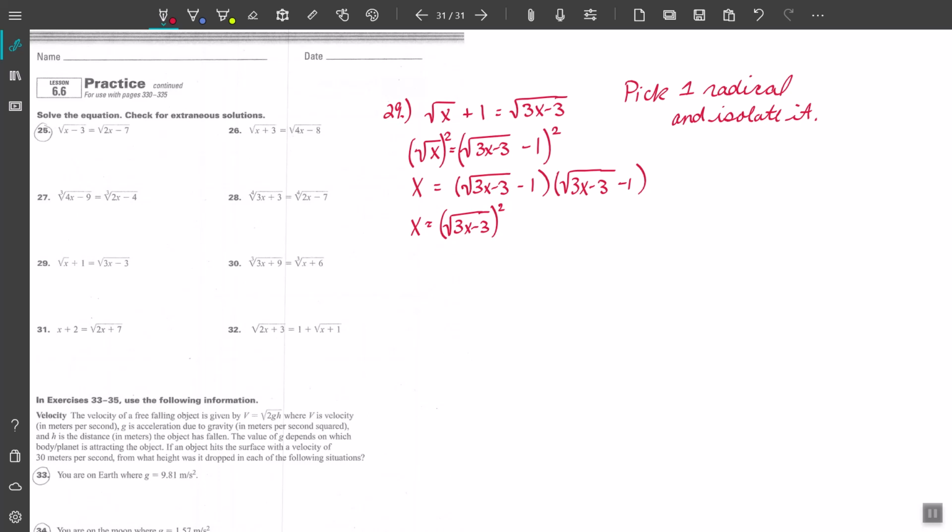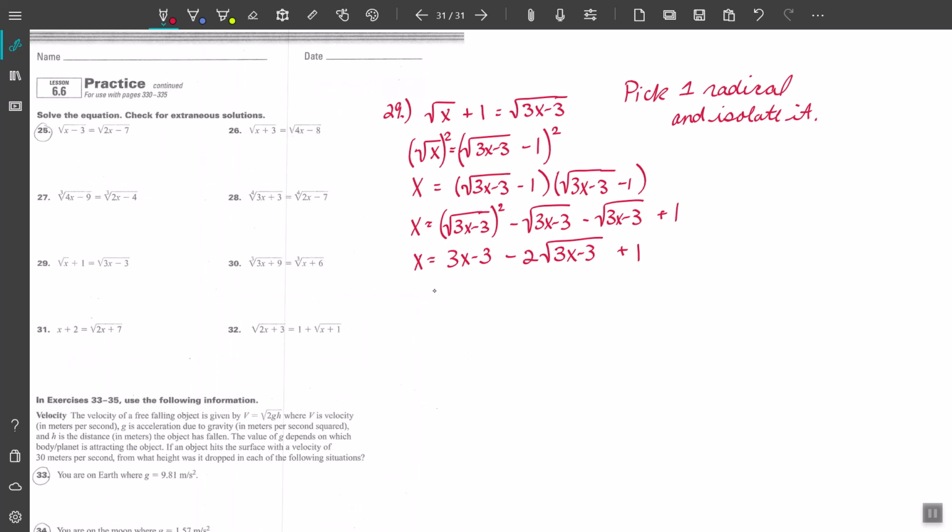So there's our first terms. Our outer terms are this, as well as our inner term. Our outer and our inner terms are the same, which happens a lot when we FOIL, and then our last term. So now let's just clean this up a little bit. This radical is going to go away because the square and the index cancel each other out. We end up with minus 2 of these, 3x minus 3, and then we have this plus 1.